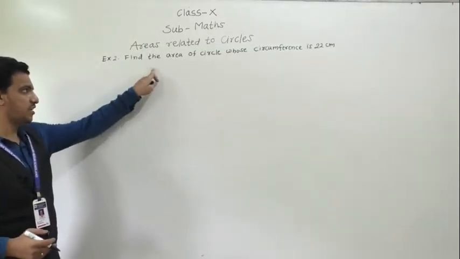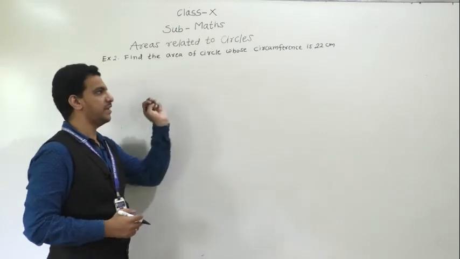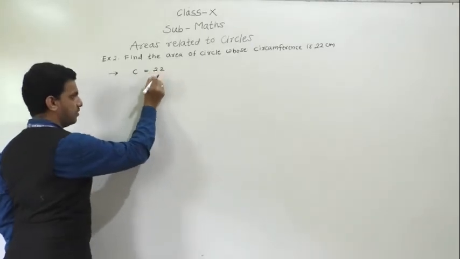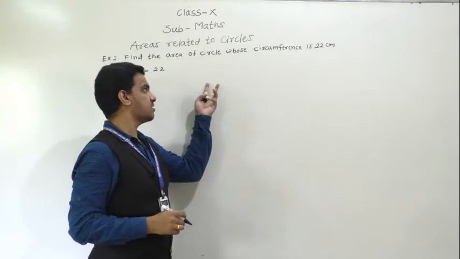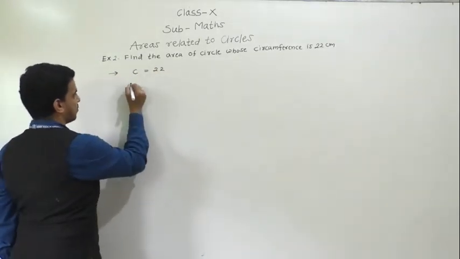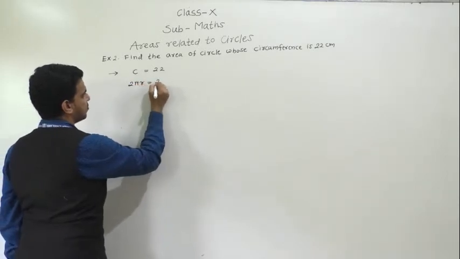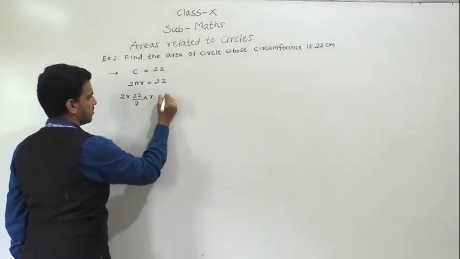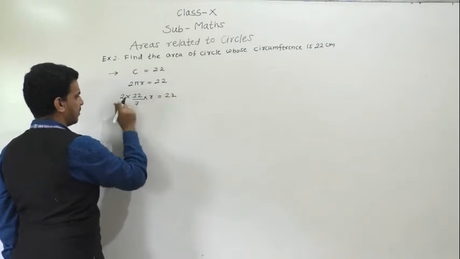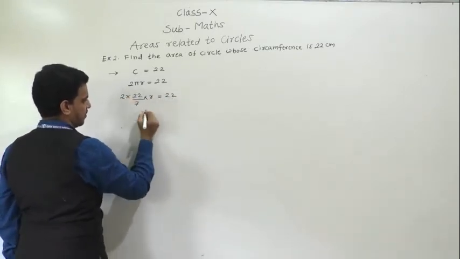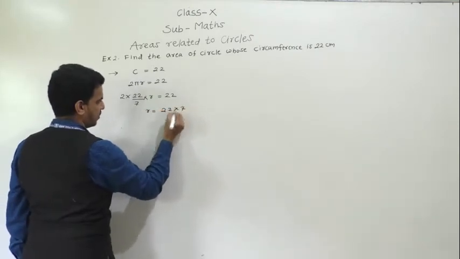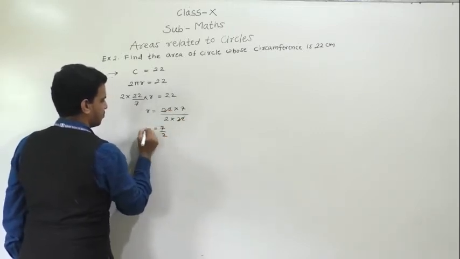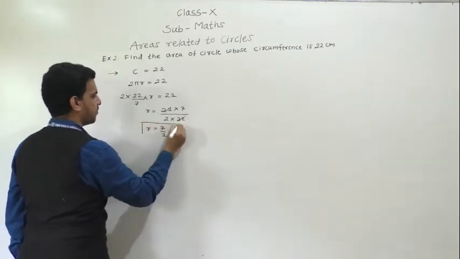The second example is: find the area of a circle whose circumference is 22 centimeter. Here the circumference is given, so C is equal to 22. By using the circumference, first find the radius and then the area. The circumference of a circle is 2 pi r is equal to 22. So 2 into 22 by 7 into r is equal to 22. So 7 multiplied and 2 into 22, if we shift it, it is a divide, so r is equal to 22 into 7 divided by 2 into 22, so this will get cancelled. What remains? 7 by 2.